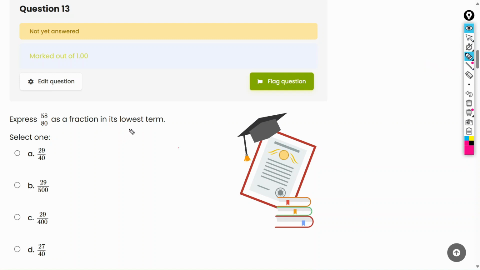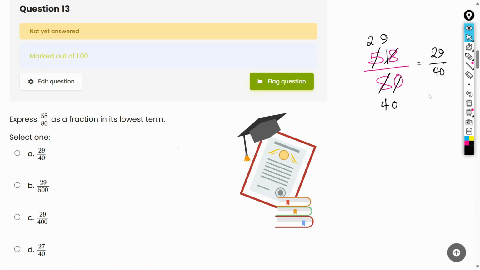Express 18 over 80 as a fraction in its lowest term. If you want to express a fraction in its lowest term, you keep dividing until it gets to a point where you can't divide anymore. So 2 can go into both of them. So let's go with 2. 2 into 18 is 9. 2 into 80 is 40. That's 9 over 40. There's nothing that goes into both of them at the same time. 9 over 40 is our lowest term. So right here.